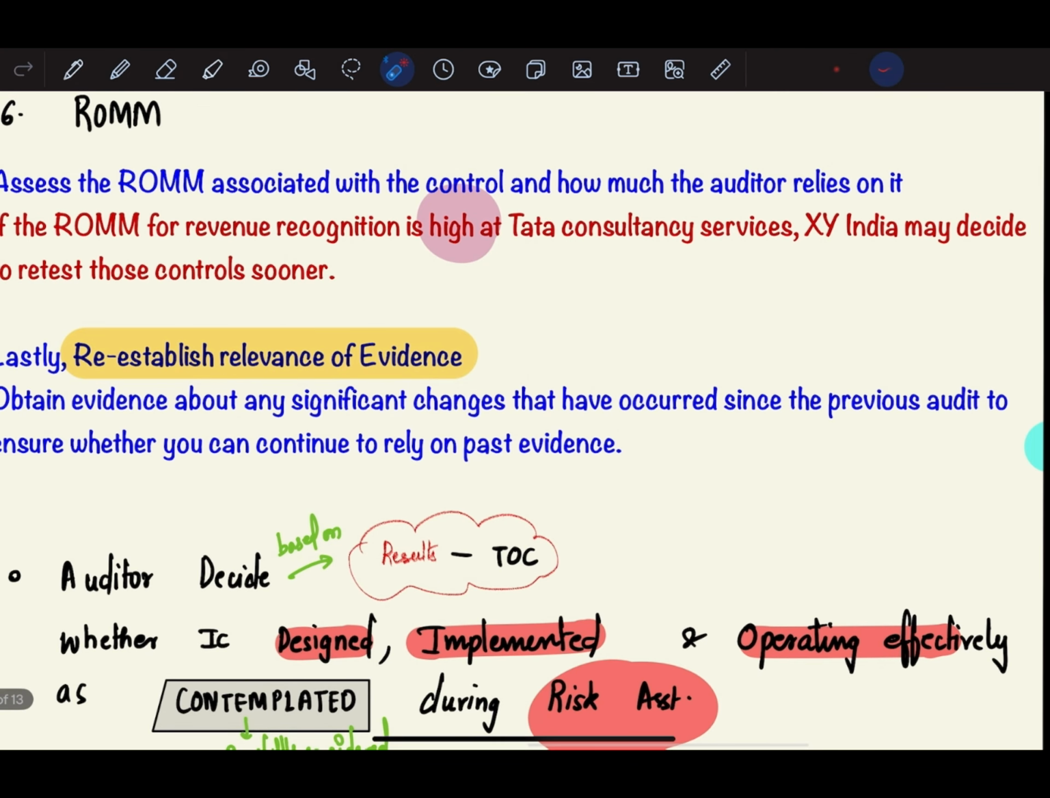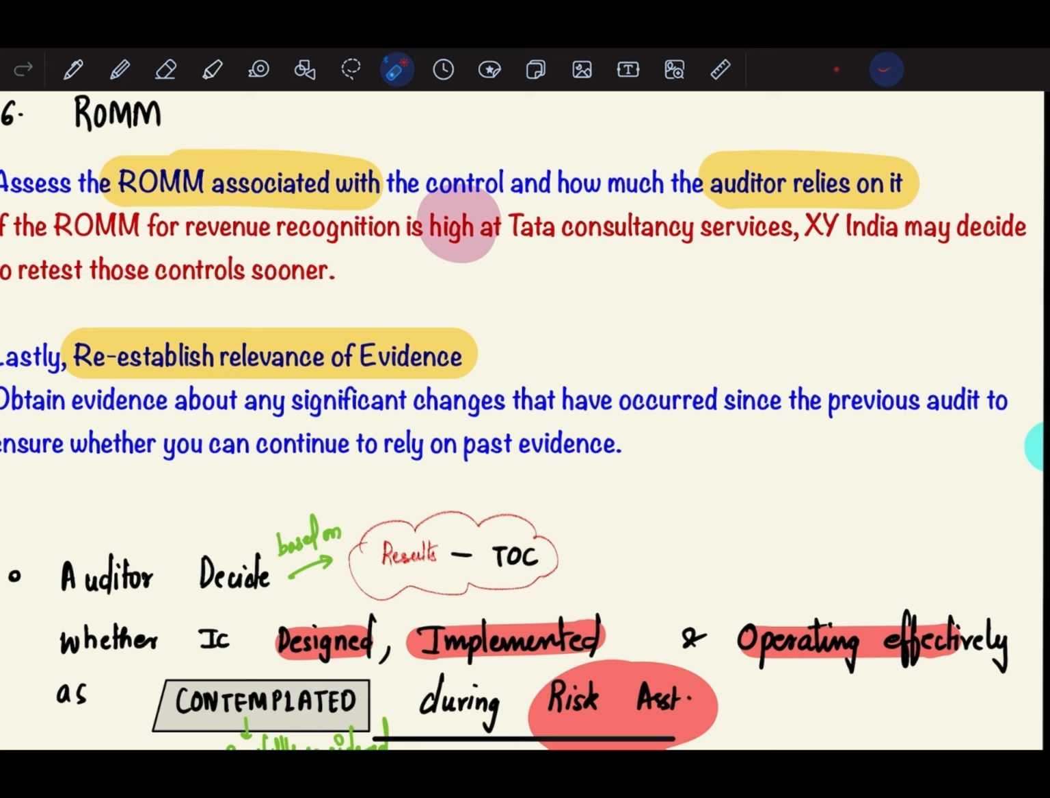Next, risk of material misstatement. Assess the risk of material misstatement associated with the control and how much the auditor relies on it. If you want to use the evidence of the previous audit regarding the controls, then check what the risk of material misstatement associated with the control is and how much the auditor relies on it. For example, if the risk of material misstatement for revenue recognition is high at Tata Consultancy Services, then XY India, the auditor, may decide to retest those controls sooner.